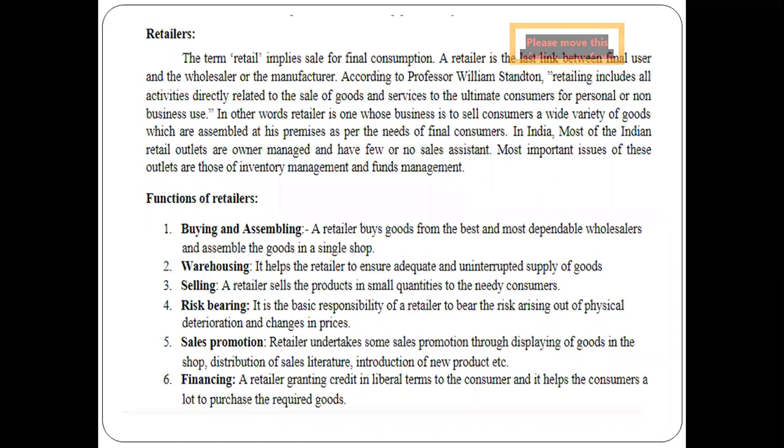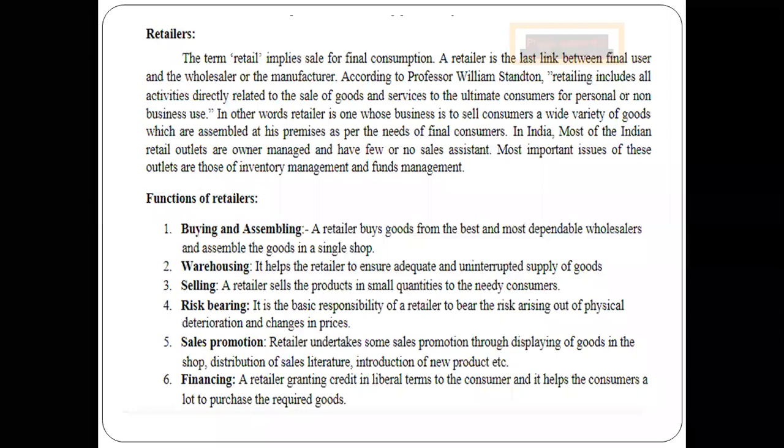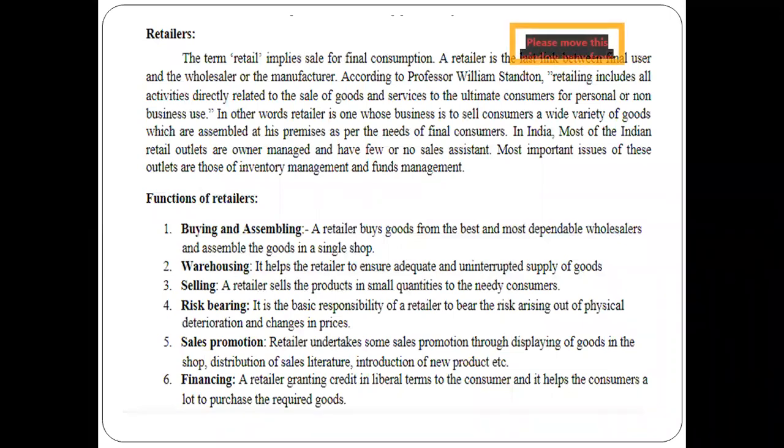Now, who are retailers? A retailer is the last link between the final user and the wholesaler or the manufacturer. So, the functions of a retailer are buying goods from the best and the most dependable wholesaler and assembling the goods in a single shop. Then, to ensure adequate and uninterrupted supply of goods, a retailer sells the products in small quantity to the needy customers.